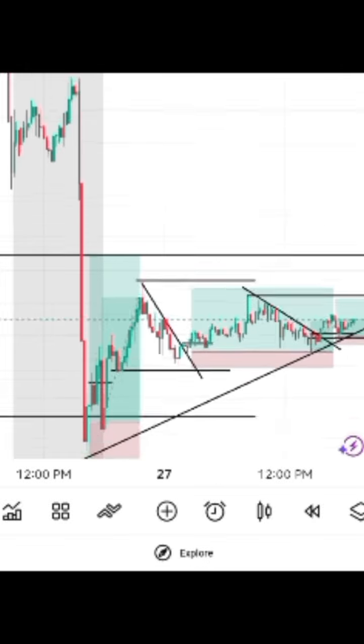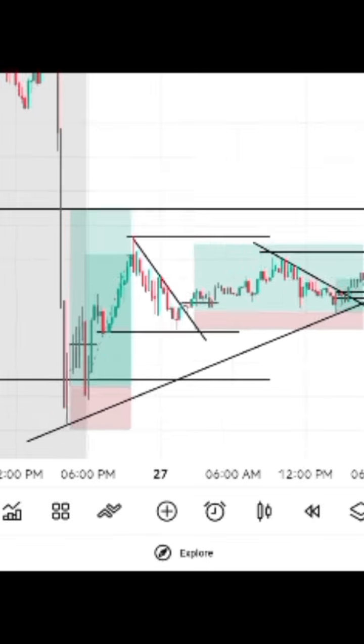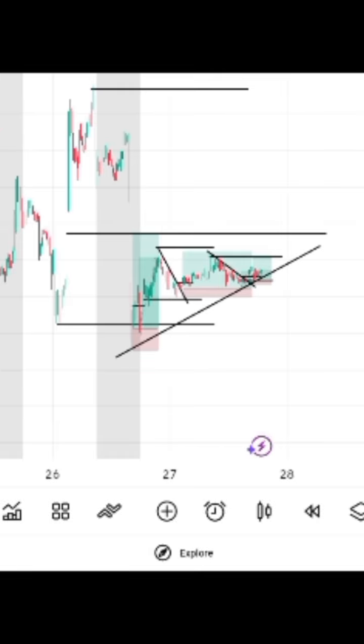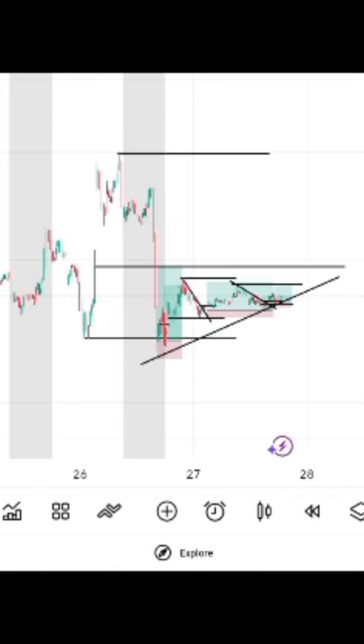Okay guys, I want to explain how I got all this entry that you're seeing right here on my chart. Normally I don't joke with my market structure. So what I do is go to the 1 hour time frame, because that is where I start my analysis.